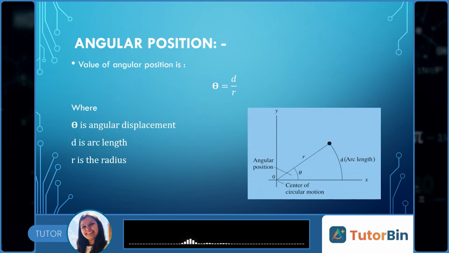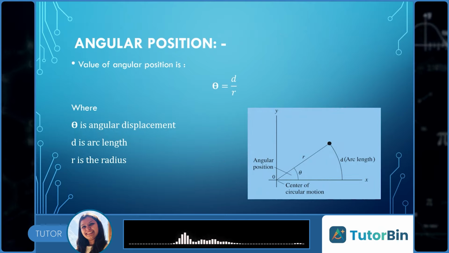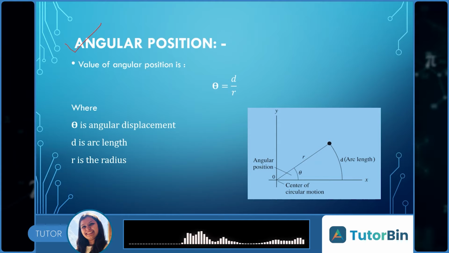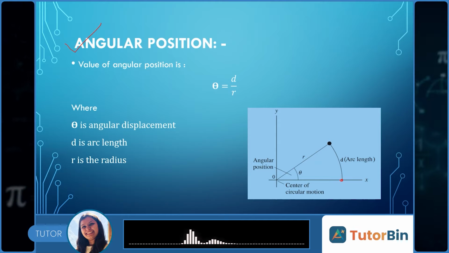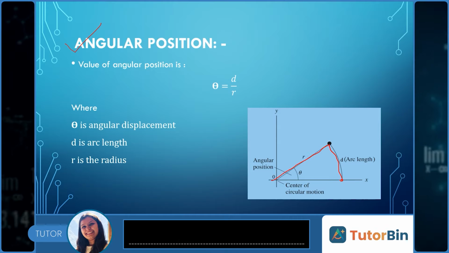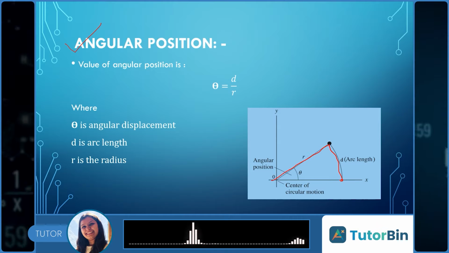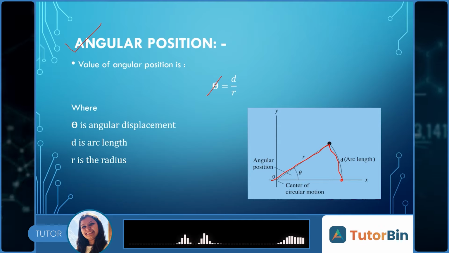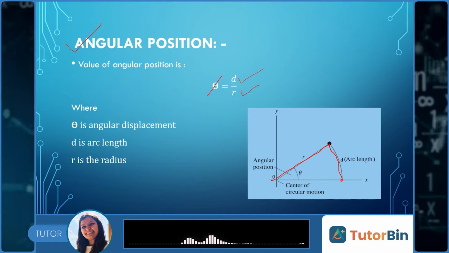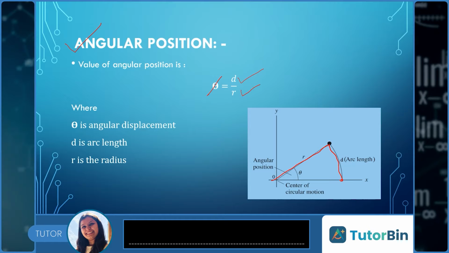There are different terms related to uniform circular motion. The first one is angular position. Let us say a particle has moved a distance d in a circular path of radius r. Then angular position theta is defined as the ratio of the distance moved by the object to the radius of the circular path it has followed.